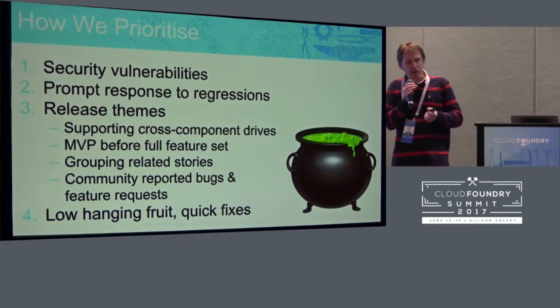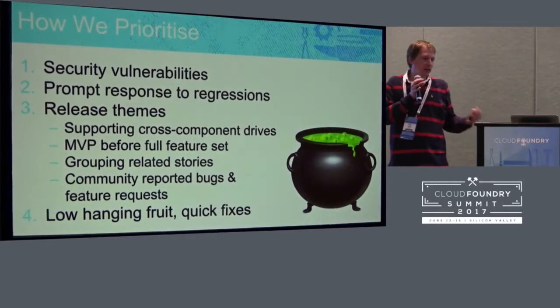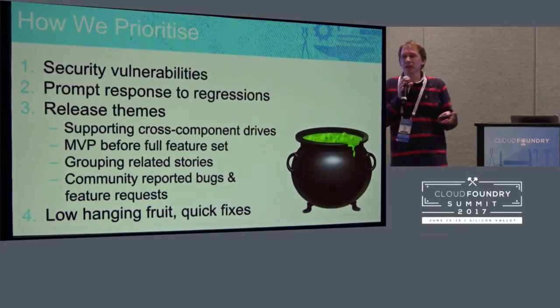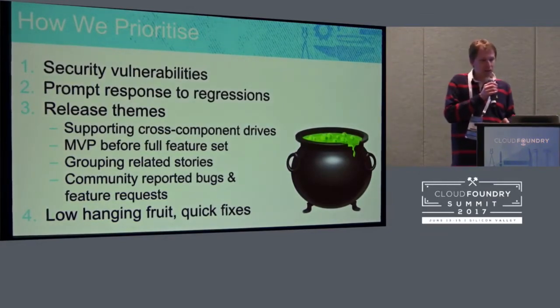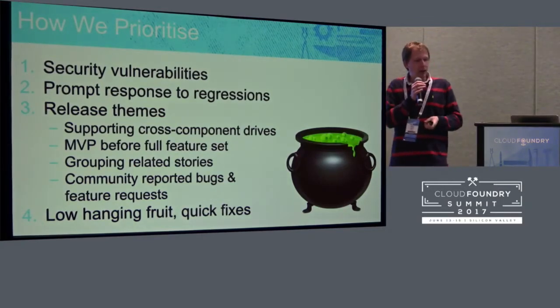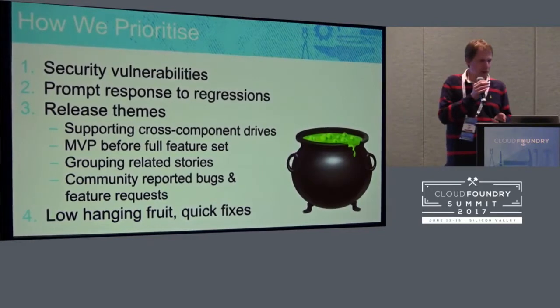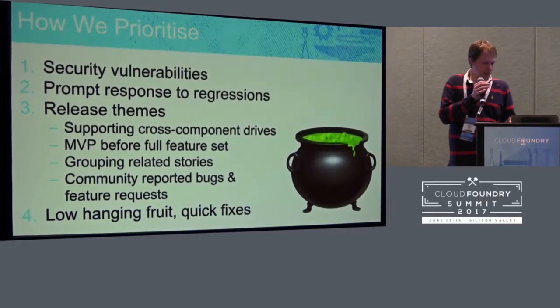We have a lot of community reports, like in the issue tracker, of things that don't really fit under one team, kind of random, just saying here's something broken, that's weird. Sometimes we regroup them all together and have a theme around just community reported issues. And then finally, low-hanging fruit. If there's a message that was unclear and it caused someone grief and it's so easy to fix, we'll just fix that.